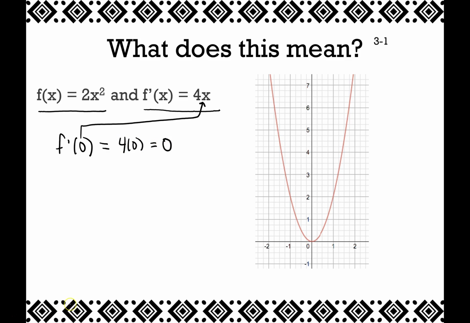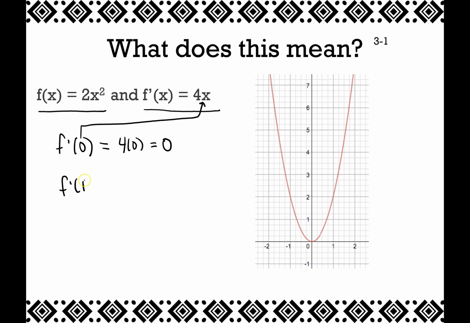Well, let's go ahead and look at x equals 0. That means that at x equals 0, the slope of our tangent line is 0. And it totally is, isn't it? Right? This is a slope of m equals 0 because it's a flat line. Let's go ahead and let's try another one. Let's try f prime of 1.